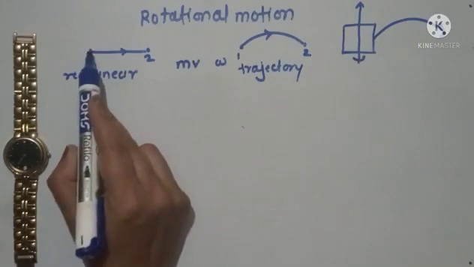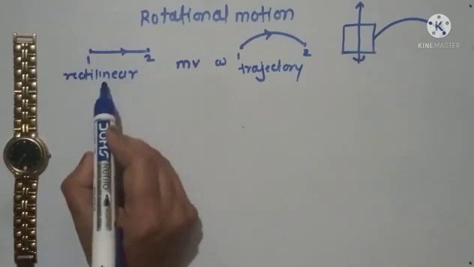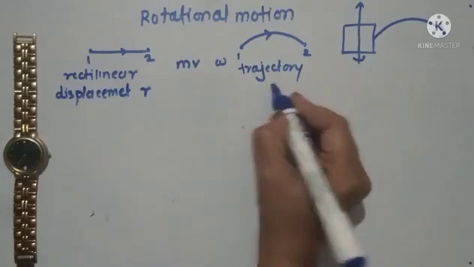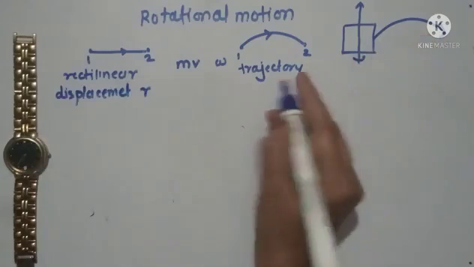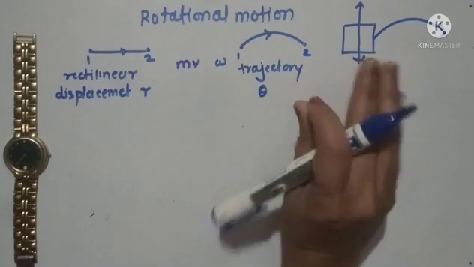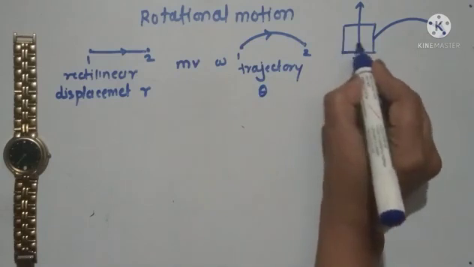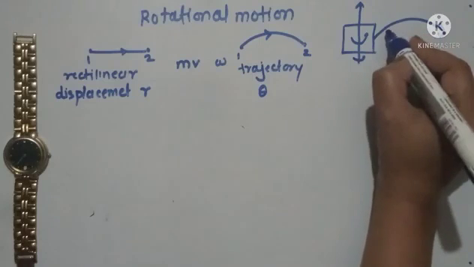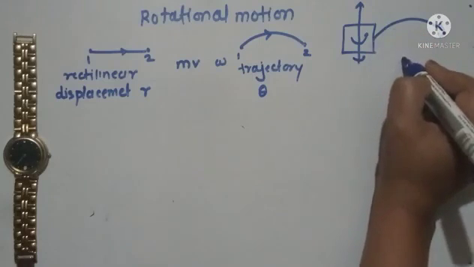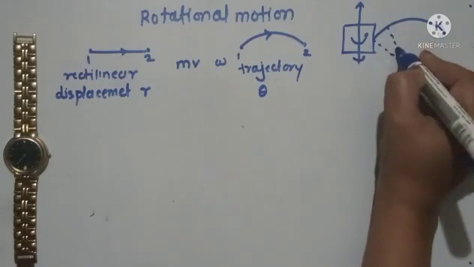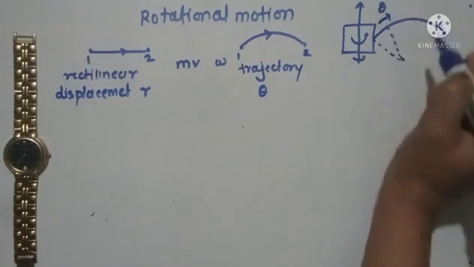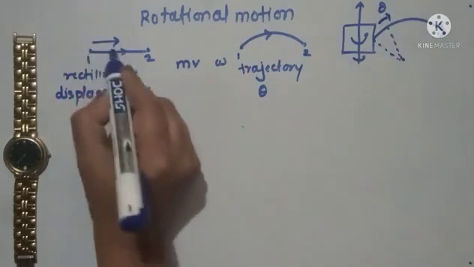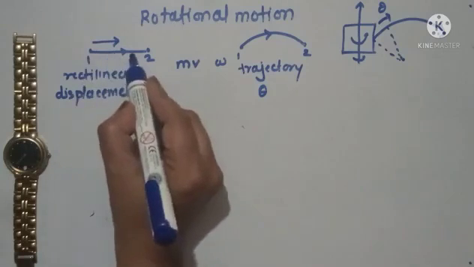When the body is moving from one position to another in a rectilinear motion, we call the displacement r, and here the displacement is an angle, so it is measured in theta. As this block is rotating, or going from this position to this position along some curved path, the displacement will be along the axis of rotation and it is measured in theta. In rectilinear motion, the displacement is a straight line, measured as a distance in centimeters, kilometers, meters.